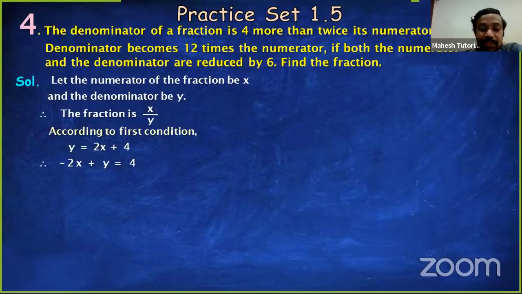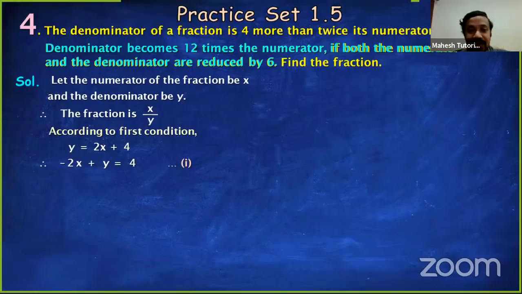Now see, students, whether this equation is there in its basic form. Yes, because the alphabet is there on the left hand side and the constant is there on the right hand side. So let us number this equation as equation number 1. I hope the formation of the first equation from the first condition is clear to everyone. Now let us proceed towards the second condition.